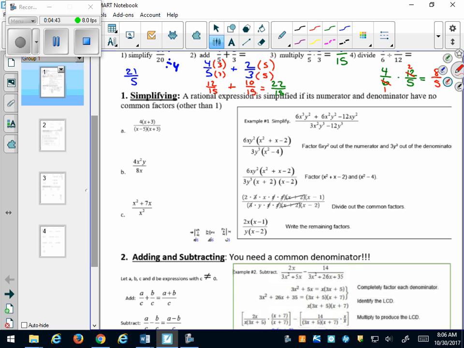So when you look at the first problem here, A, it's in factored form. It's showing you the factors. 4 is one factor, x plus 3 is another factor. On the bottom, we have x minus 5 and x plus 3. So is there a common factor? x plus 3 is a common factor. So we're just going to cancel those out. And we end up with 4 over x minus 5. That's it.